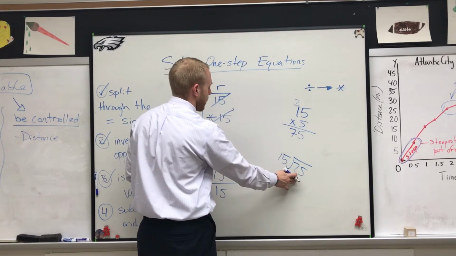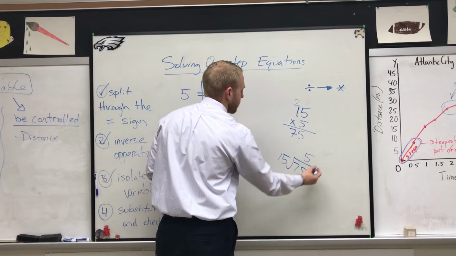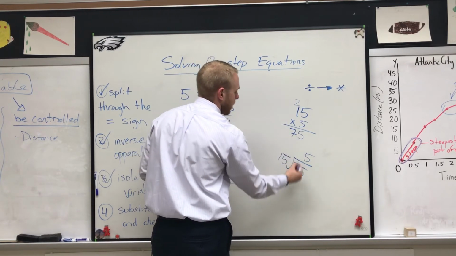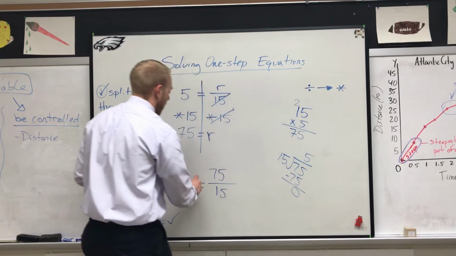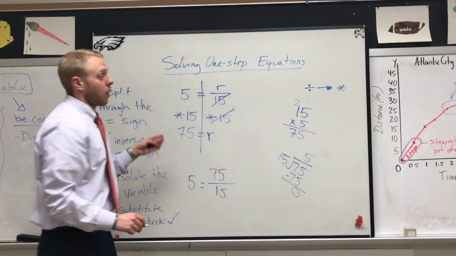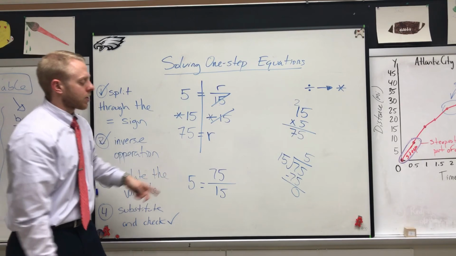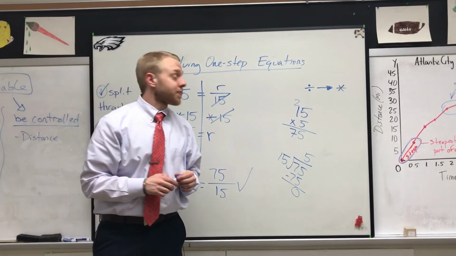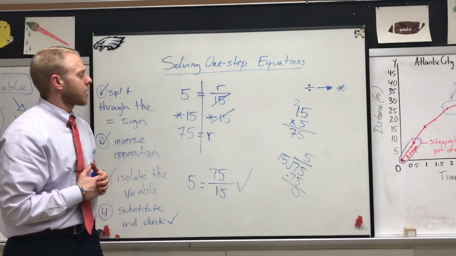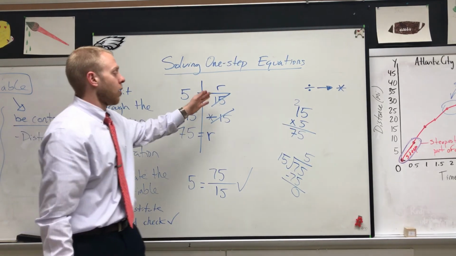15 goes into 75 5 times. 15 times 5 is 75. I have no remainder. I know my answer is 5. And I also now know that my work is correct. Get my check sign going. And now I'm done. Those are 2 examples of how we can solve one-step equations that involve division.